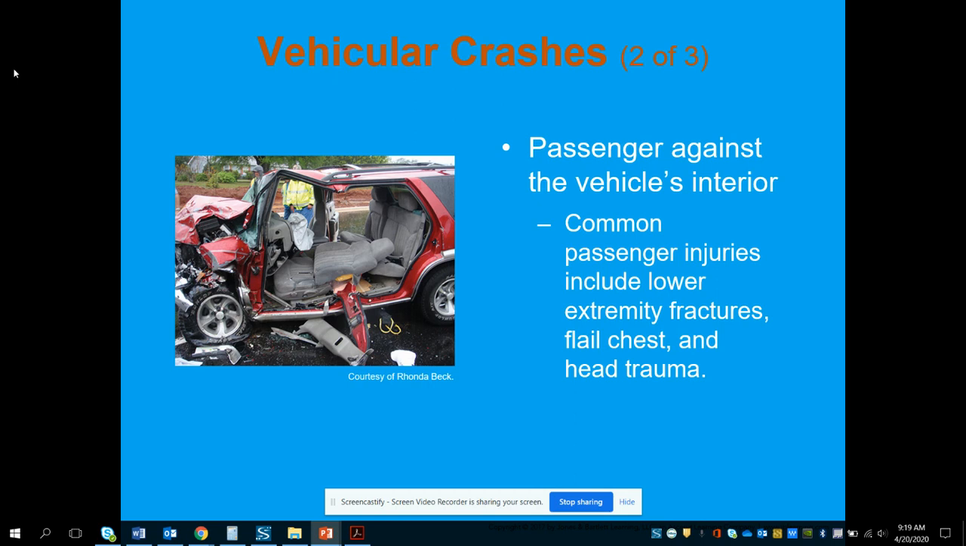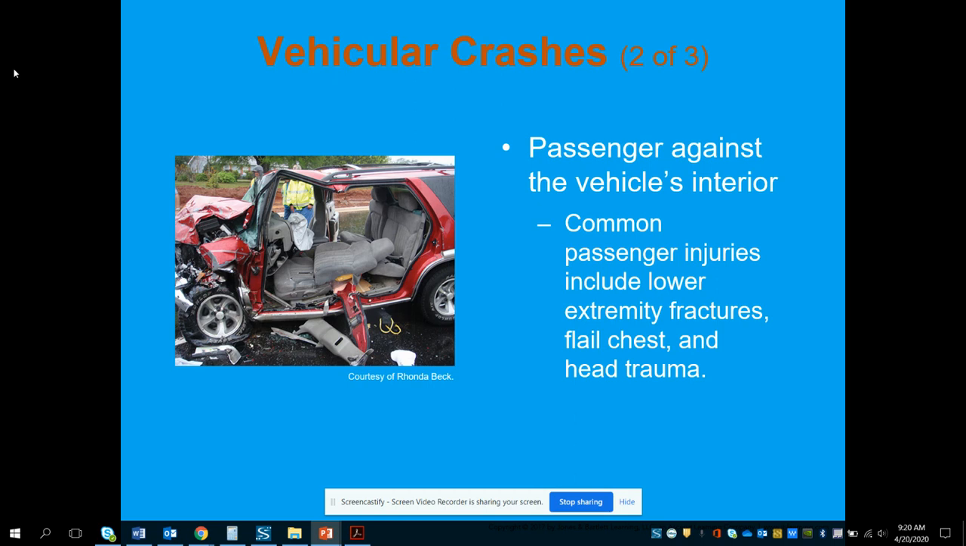So the second part of the crash is the passenger against the vehicle's interior. And so common passenger injuries include lower extremity fractures, flail chest, and head trauma. So again, looking at this vehicle, this patient would have most definitely needed to go to a trauma center, all right? So what we can tell right here is that the patient could not get out. They had to extricate the patient by cutting that post there on the vehicle. You see it flayed open. Their seat was broken and displaced. They have intrusion into the compartment. That motor dashboard is pushed up onto the patient. They had airbag deployment, but it looks like the steering wheel is honestly completely gone just by glancing at this. This is a lot of damage, all right?